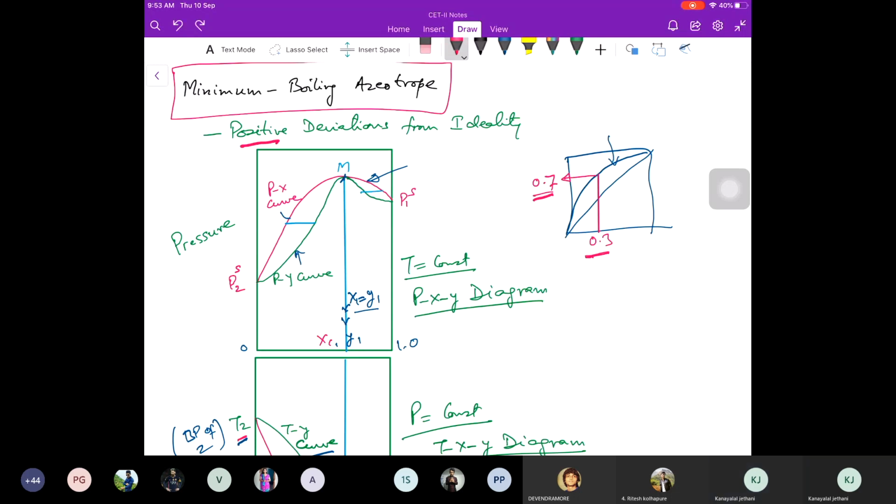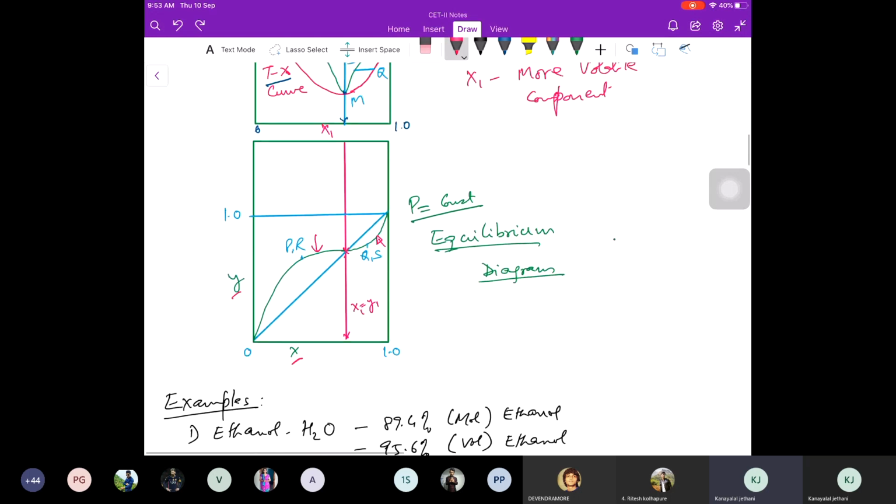Whereas in this case, for a particular composition, that is for only this composition of x1, vapor is same as x1. बाकी जगह नहीं है. यहाँ पर देखेंगे, if you look at this point, at this point the vapor is going to be richer than the liquid. बराबर. So यहाँ I can get a separation.